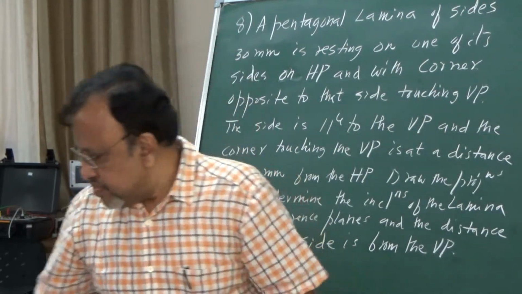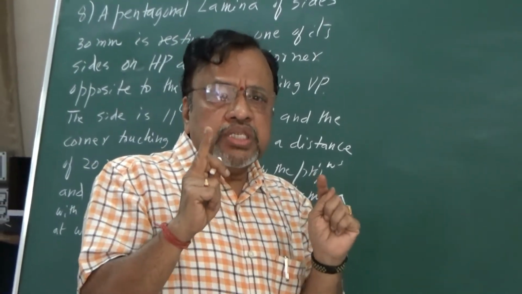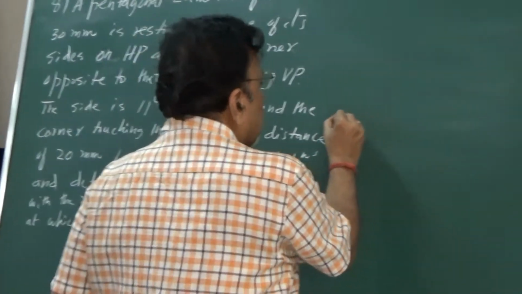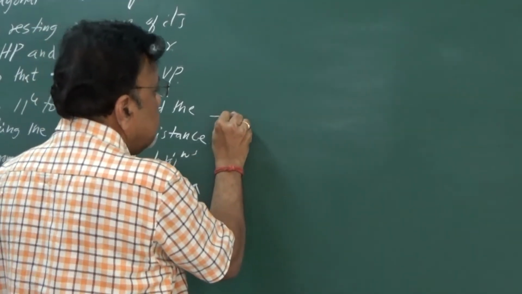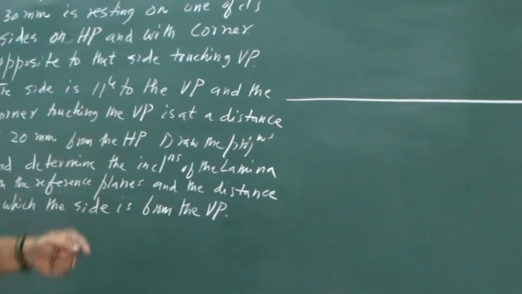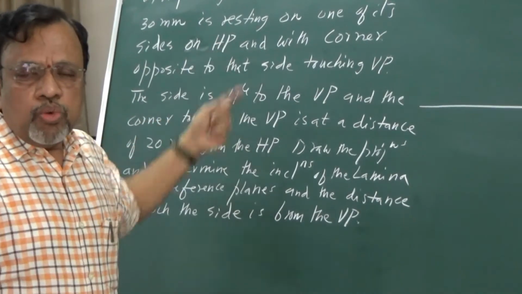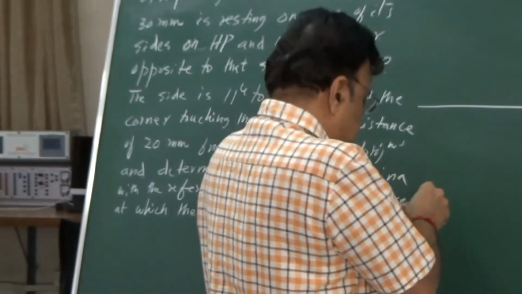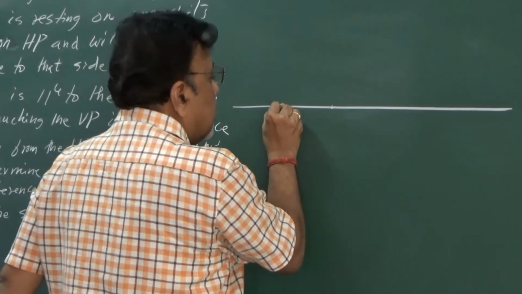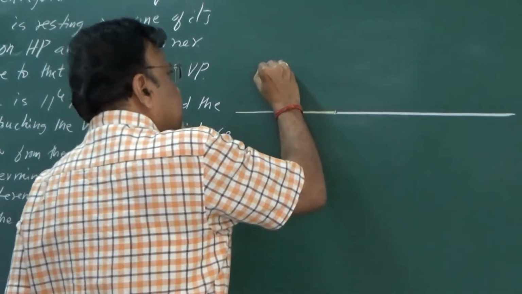Is it okay? Now whenever I want to do it by the side view method, I will always consider the lamina to be parallel to VP. Is it okay? So draw the XY line. Now I wanted one of the sides of this pentagonal lamina to rest on HP. So what do you do then? I will consider one of the sides here itself. I will say one side. Is it okay? Then I will complete the pentagon.